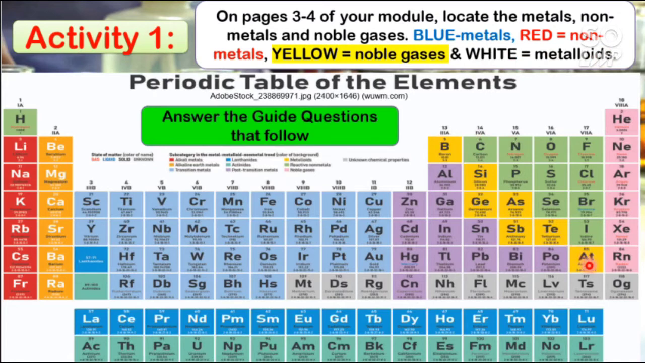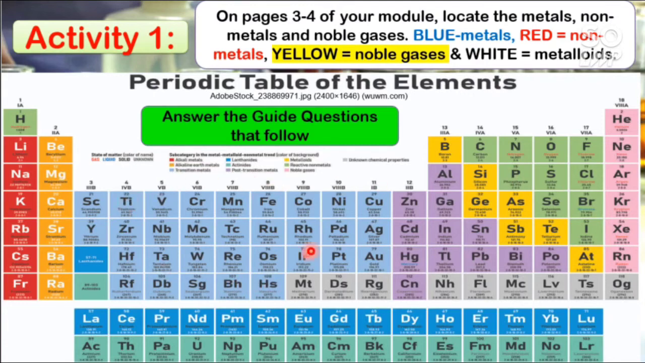these elements which are on the staircase pattern, like a stairs. So the boron, silicon, those are the semi-metals, metalloids. When I say metalloids, they have the property of being a metal, and they have a property of being a non-metal. So they are in the middle.